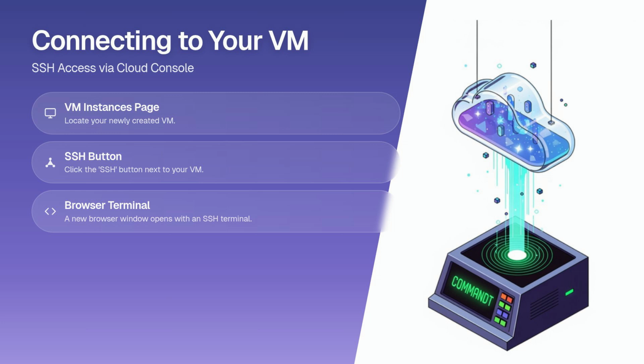Once your VM instance is created and running, you'll want to connect to it. The easiest way to do this for the first time is directly through the Google Cloud Console. Navigate back to the VM Instances page. You should see your new VM listed. Next to your VM's name, there's an SSH button. Clicking this button will initiate an SSH connection directly from your browser, opening a new terminal window where you can interact with your VM.